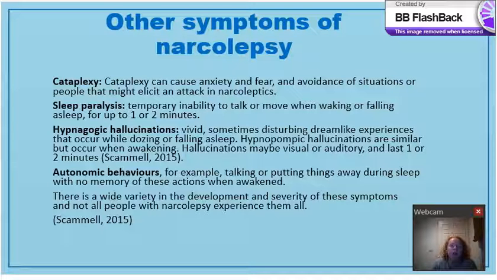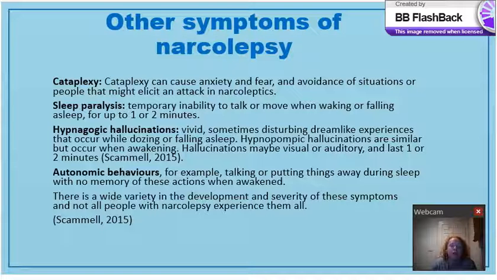Other symptoms of narcolepsy include sleep paralysis, which is the temporary inability to talk or move when waking or falling asleep for up to 1 or 2 minutes. People with narcolepsy may also experience hypnagogic hallucinations, which are vivid, sometimes disturbing dreamlike experiences that occur while dozing or falling asleep. Hypnopompic hallucinations are similar but occur when awakening.